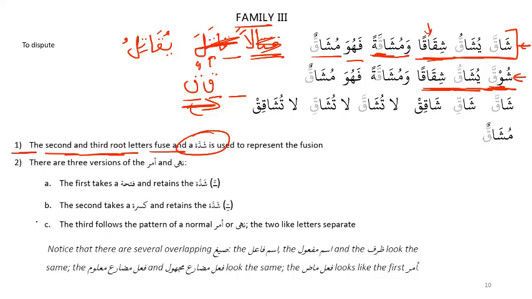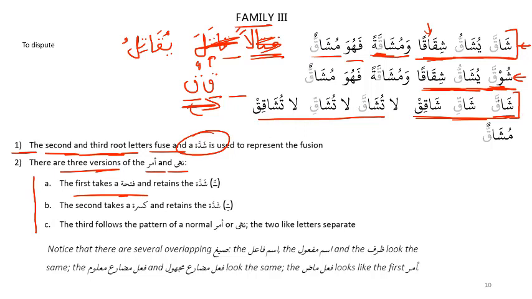Then in these slides, you just have the other rules. So there are three versions of the nahi and amr. I'll just say this once for this particular family, and then what I say here will apply for subsequent families also. So this was the row that corresponded to fail amr, which is the command, and then negative commands. So when we have mazid fi and we have mudaf, there are three ways in which a command can be given. So shaqa, shaqi, and shaqiq. The first takes a fatha, so shaqa. The second method takes a kasra, shaqi. And the third follows the regular pattern of amr, which would be shaqiq.